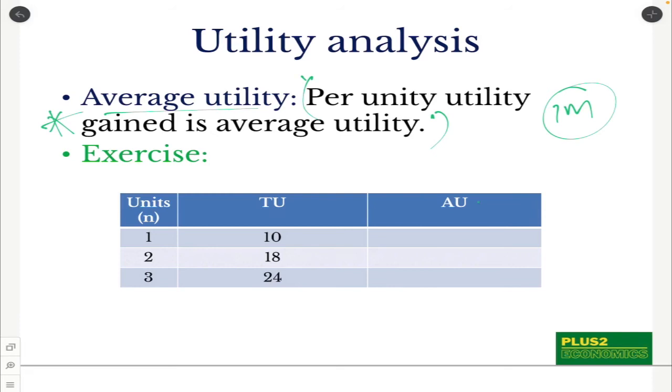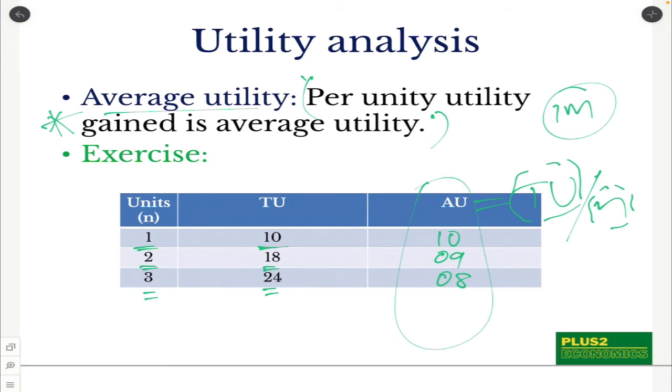What is the formula to calculate AU? AU is equal to TU divided by N. TU stands for total utility. N stands for the number of units that we have consumed. So 10 divided by 1 is 10. 18 divided by 2 is 9. 24 divided by 3 is 8. So this is how average utility is calculated. So two things to remember. One is the definition. Second is the formula. Anyway, we will take up a complete problem where we will solve TU, AU, MU, everything. So as of now, understand this. Through this exercise, we are able to understand the calculation of AU.